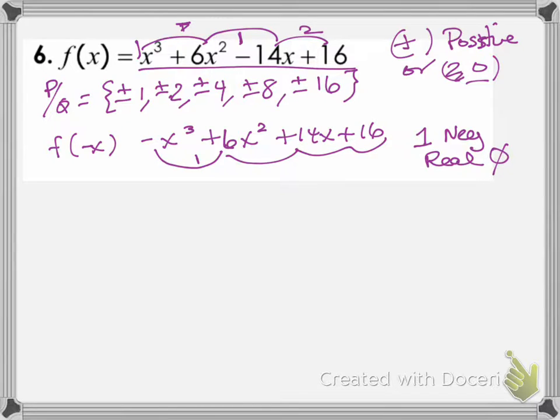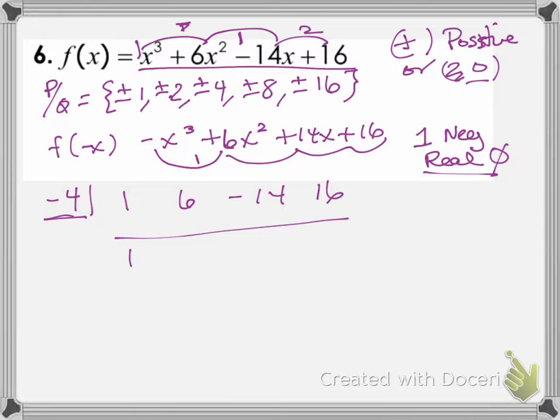Okay, so looking at this, I've got some big numbers. I think I'm going to jump. Let's try, I'm looking at negatives, right? So let's just jump right to negative 4. Okay, and that would be 1, 6, negative 14, 16. 1, that would be negative 4. That would be 2, negative 8, negative 22. Nope. All right, that didn't work.